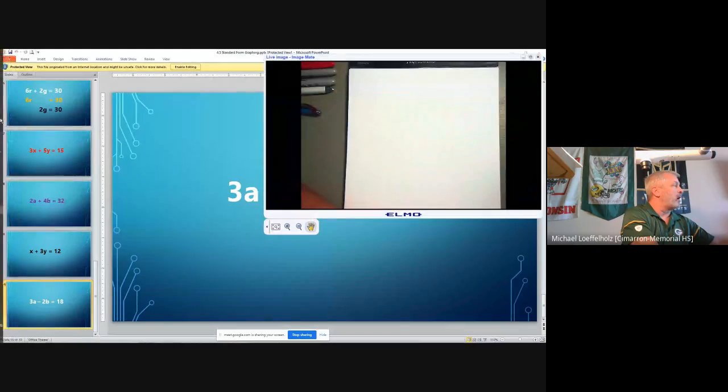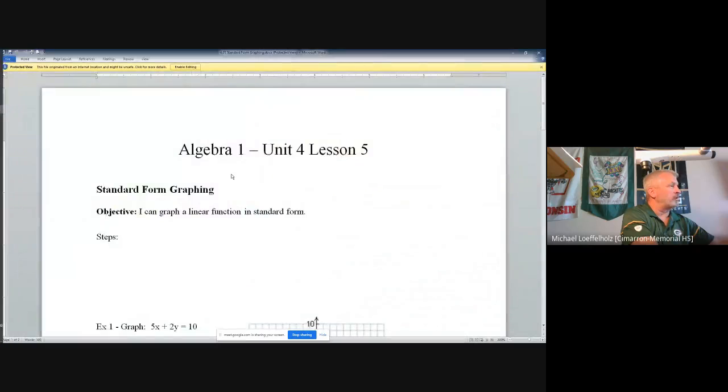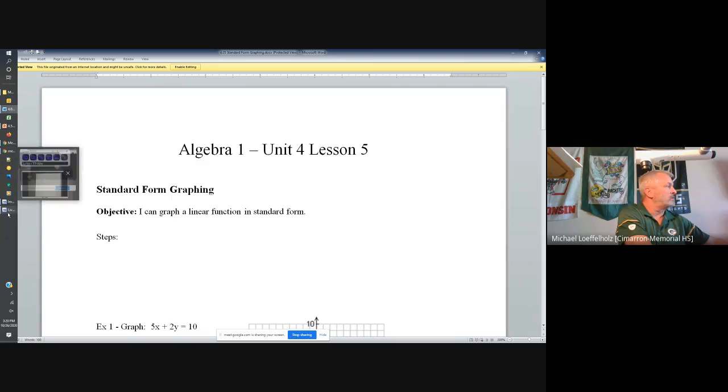Okay, all right, so let me show you. Here's what our notes would look like. This is Algebra 1, Unit 4, Lesson 5, Standard Form Graphing. I can graph a linear function in standard form. Okay, so we're going to list the steps here real quick. This is pretty easy. We're only going to have 3 steps. All right, so step 1.